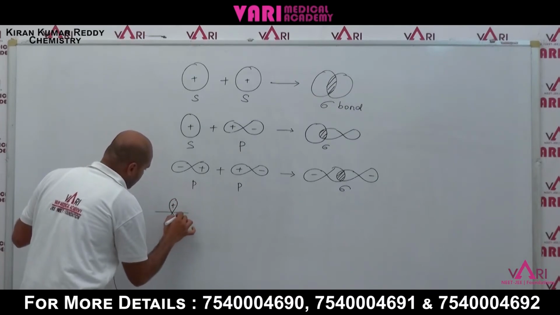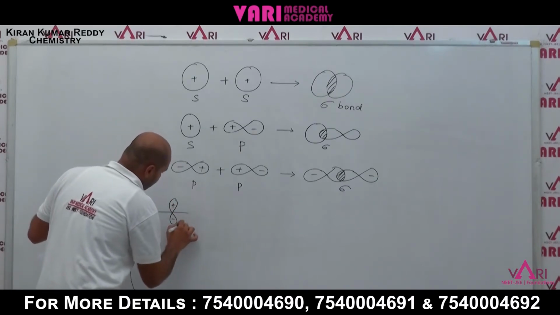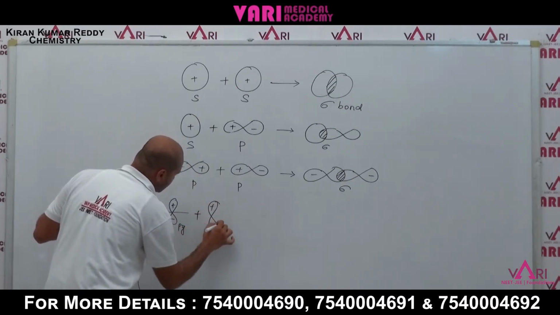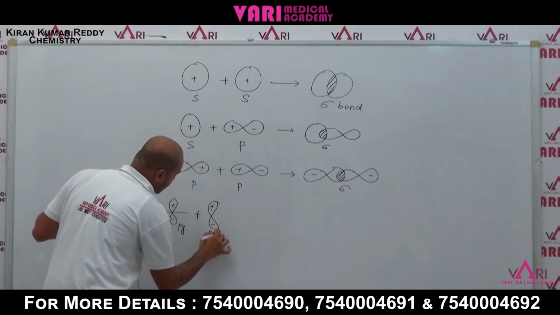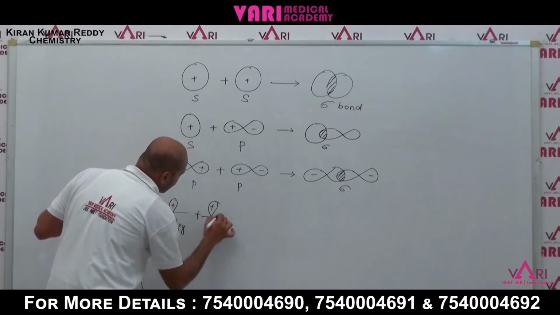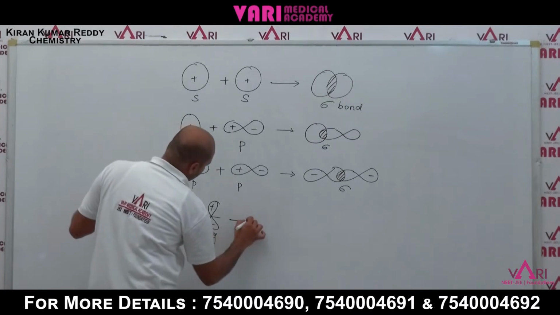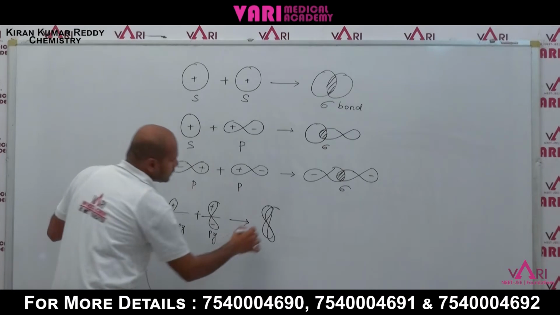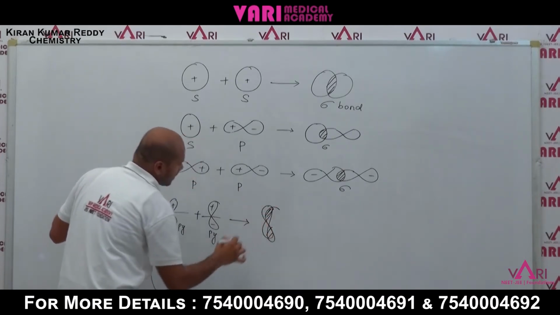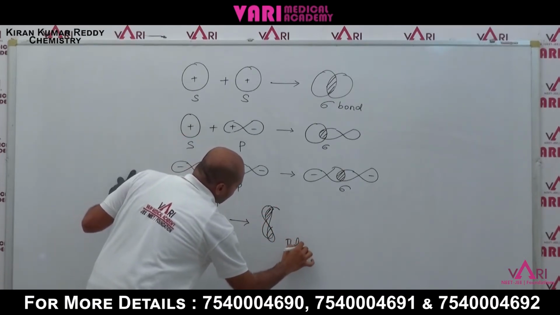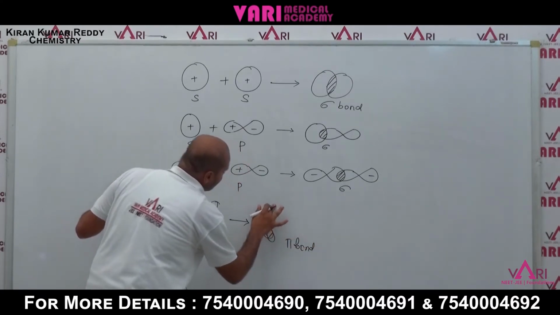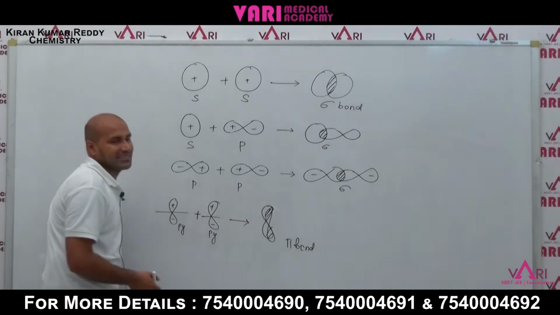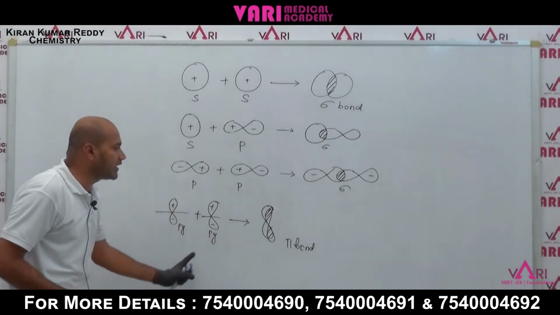Next one, I am taking one of the p orbitals, plus minus. Another one also I am taking, this one is py, plus, and another one also plus minus. Here also py, because of lateral side overlapping, or sidewise overlapping, a pi bond is formed. Here the extent of overlapping is less. Sidewise overlapping means the extent of overlapping is less. Head to head overlapping means more.